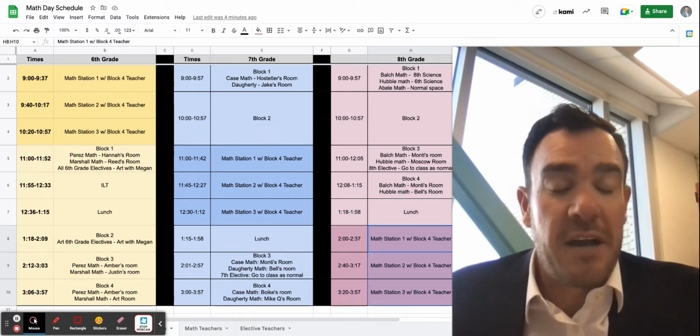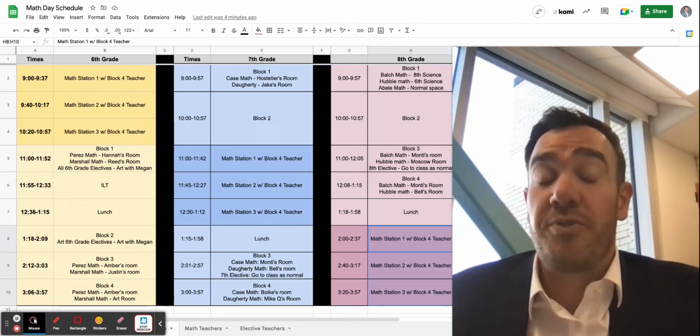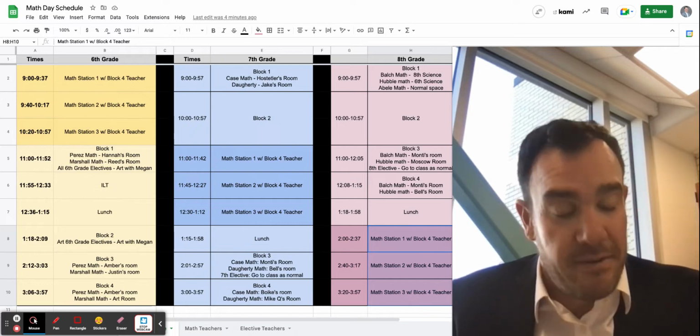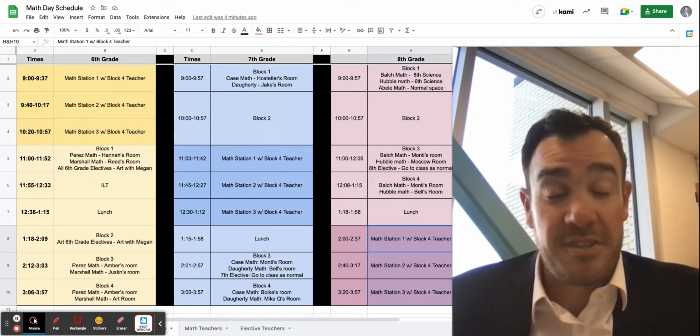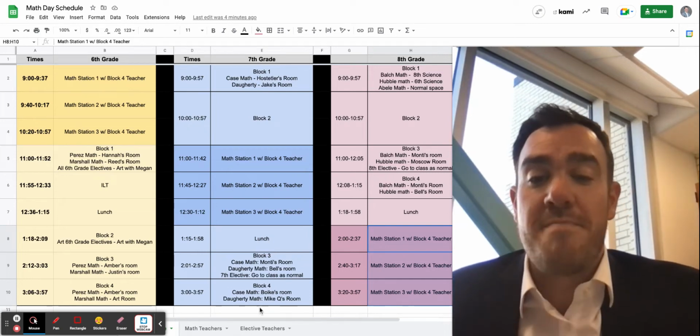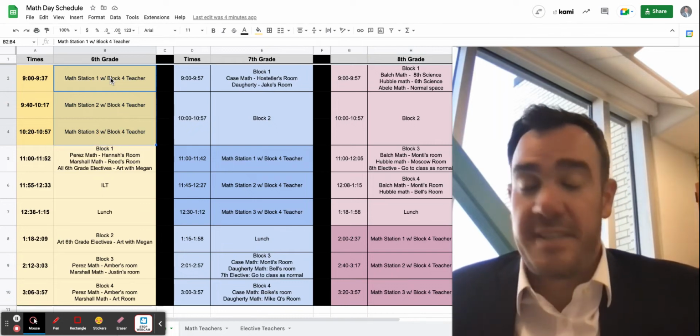The reason that we chose Block 4 is because there are not electives that time, so there's fewer multi-grade classes. It makes it easier for us to organize students by grade level. So you're going to go to your Block 4 teacher's class, and from there, they are going to escort you to the math stations. So there are 3 stations that sixth grade will go to.